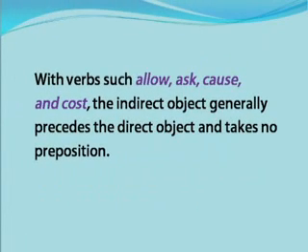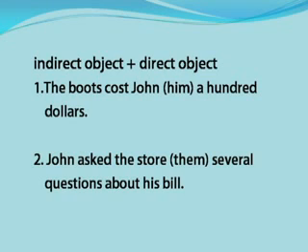With verbs such as allow, ask, cause, and cost, the indirect object generally precedes the direct object and takes no preposition. Sentences follow pattern B above. Indirect object, direct object. Example 1, the boots cost John $100. Example 2, John asks the store several questions about his bill.